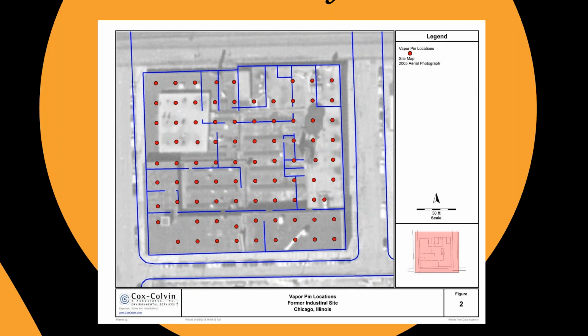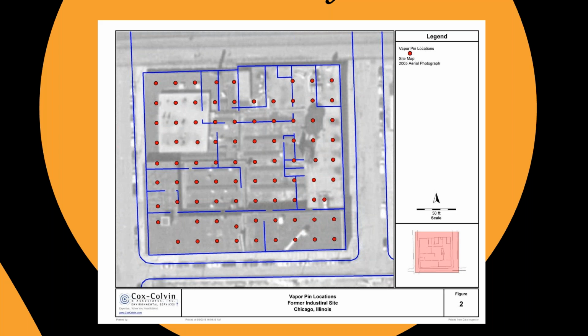So we came in and put in, in a couple of days, about 90 vapor pins. We did screening first with a PID, but the client actually wanted a sample from each point. So we took a sample from each point and analyzed them by sending them back to the lab. We didn't get a mobile lab at the site, but we sent the little vials that we collected back to the lab for analysis. It was a very effective way to do that.